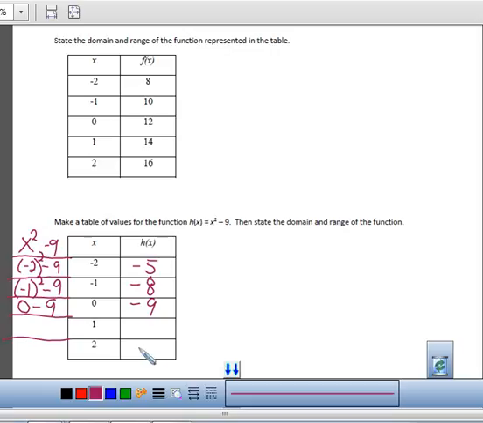So go ahead and finish the table. Then I want you to state the domain and the range on your own. I will call on different people in math to share their results, and if I get correct answers, we'll get a couple more points on the scoreboard.